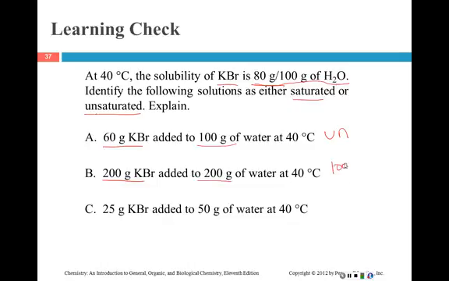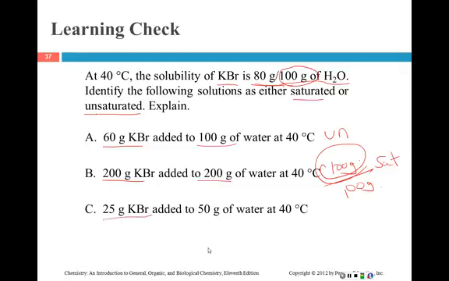100 grams in 100 grams, right? Because 200 divided by 200 is the same thing as 100 divided by 100. I'm doing the 100 grams because that's what my solubility is talking about. So is this more than 80? Yes, so that would be saturated.